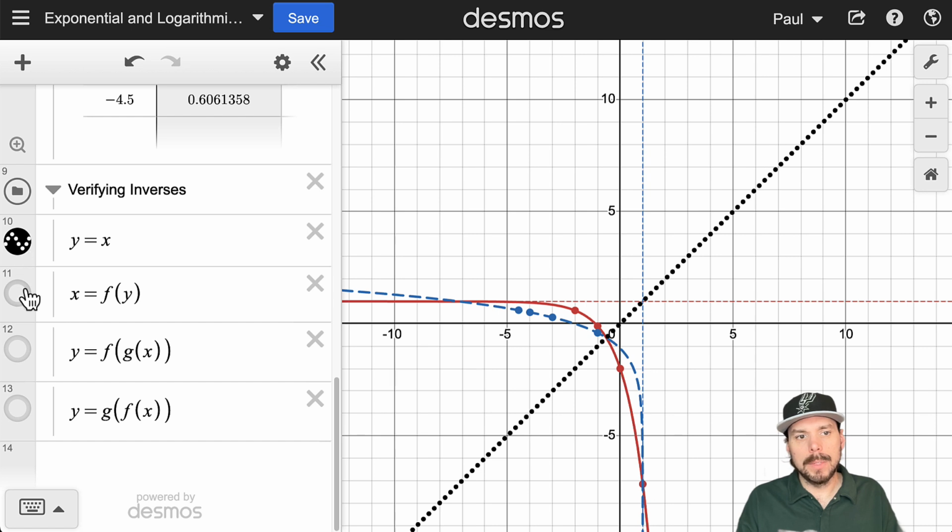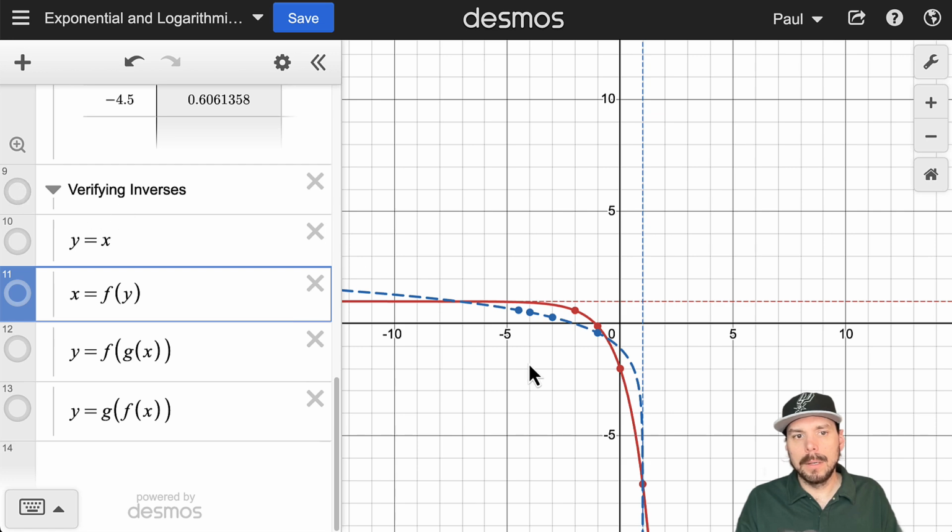We've got our y equals x, and we should get some alignment. We should get the inverse aligning with the reversal of x and y, and then we should get the compositions aligning with the y equals x. So that's all looking good.